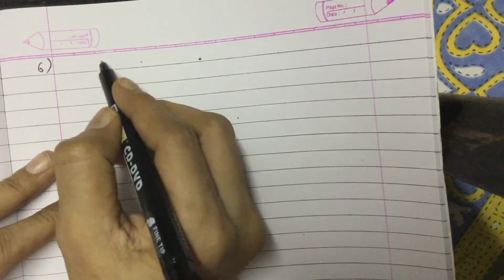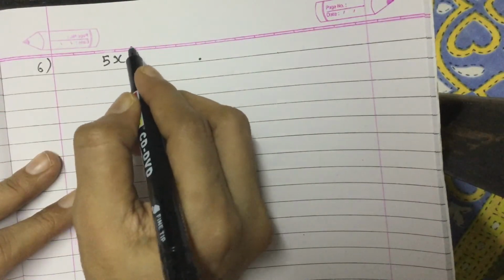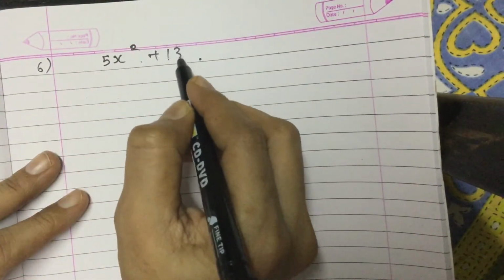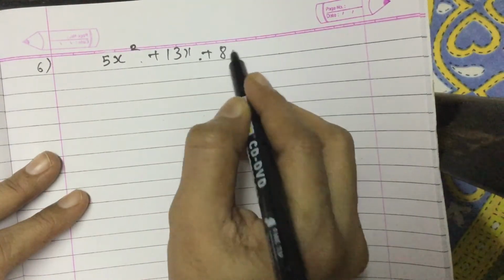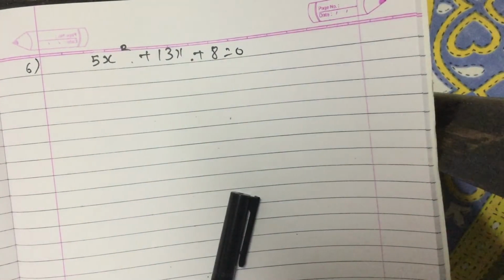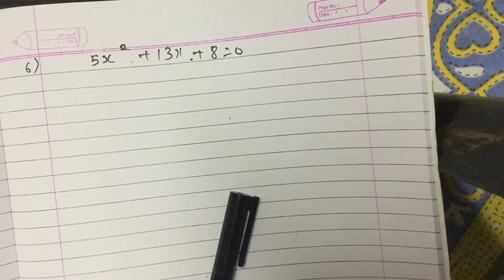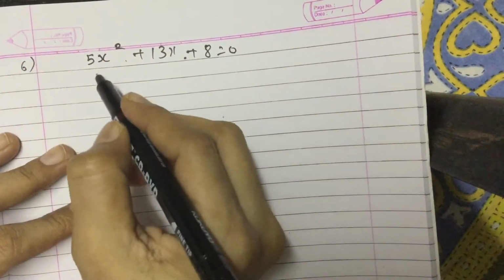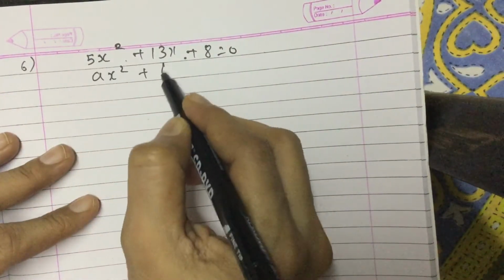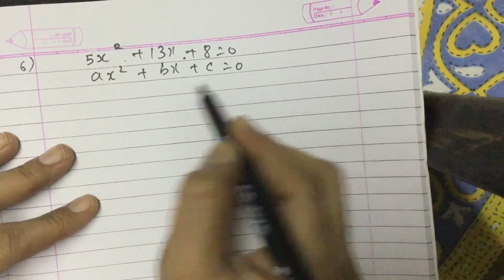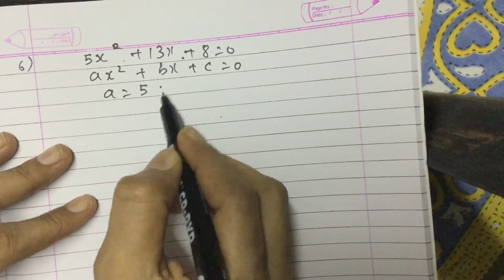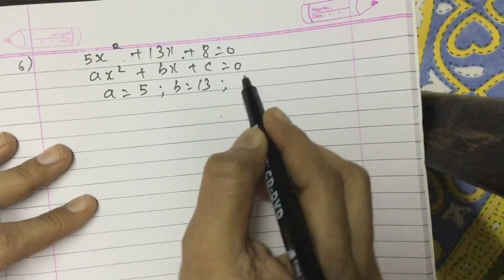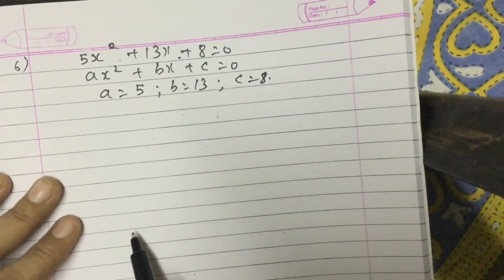Question number 6. 5x² + 13x + 8 = 0. Here again we have to compare this with the standard form ax² + bx + c = 0. The a value is 5, the b value is 13, and the c value is 8.